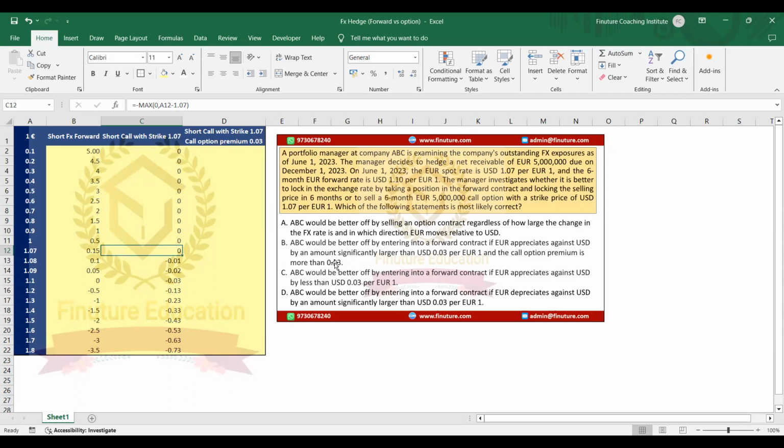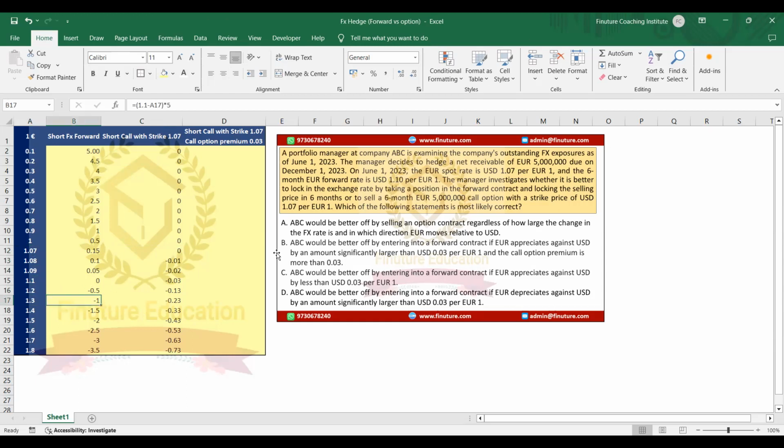And let's evaluate option two. ABC would be better off by entering into a forward contract if the euro appreciates against USD by an amount significantly larger than 0.03 per euro, and the call option premium is more than 0.03. So it is saying that the forward would be better if the USD amount is significantly larger than this. If you notice, it's not really the case.